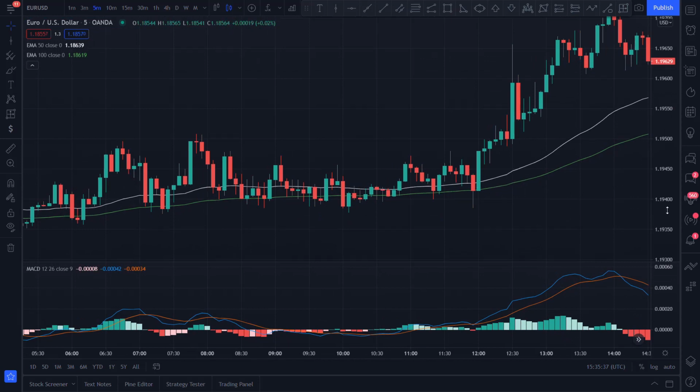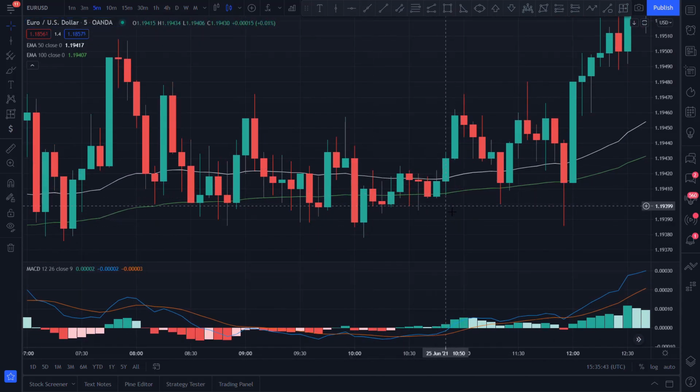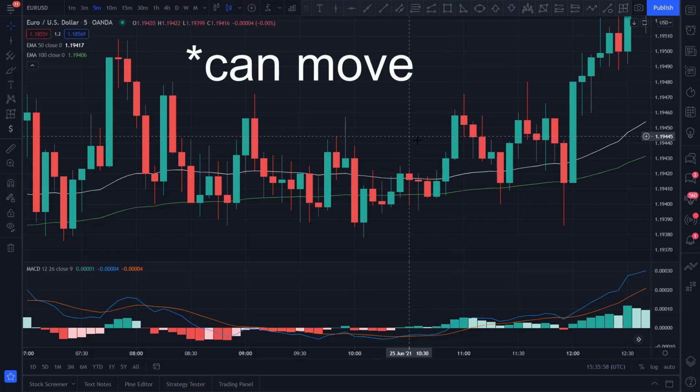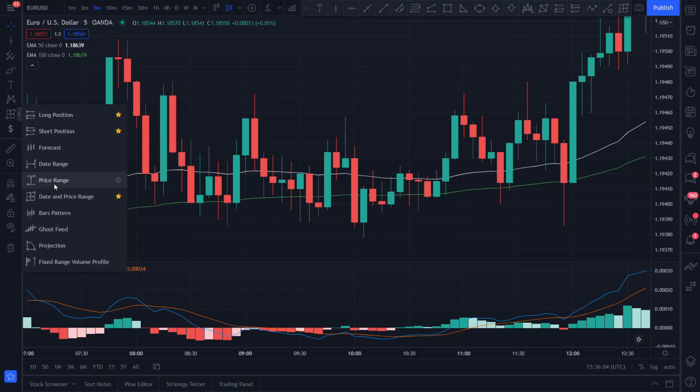And now let's look for a long position. For a long position, you will need the price to go above both of the EMAs with at least 10 pips. So what is a pip? A pip is basically the lowest percentage point that a stock, a commodity, or in this case the Euro-USD pair can make. How do we measure it? We can use this measurement tool, or a better way is using this date and price range.